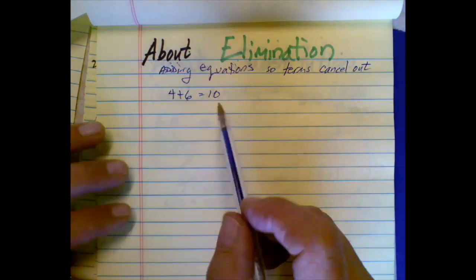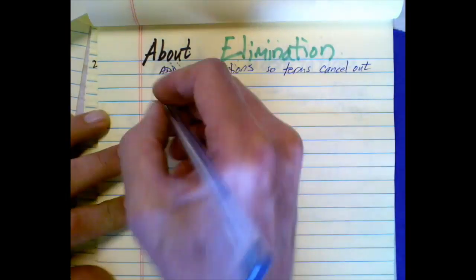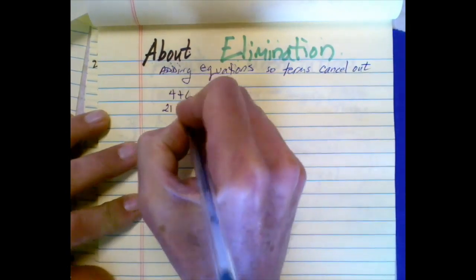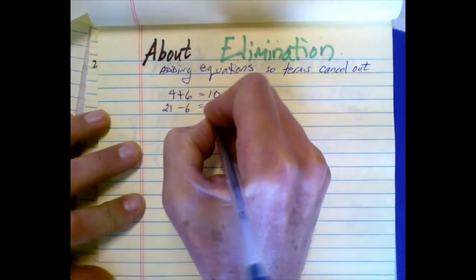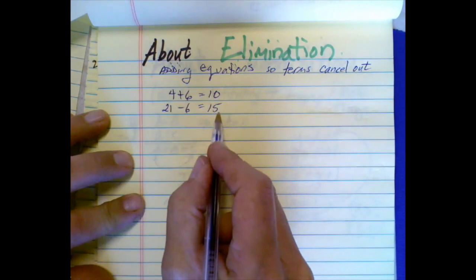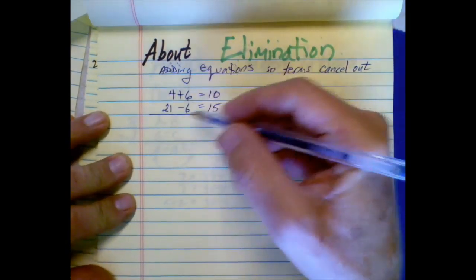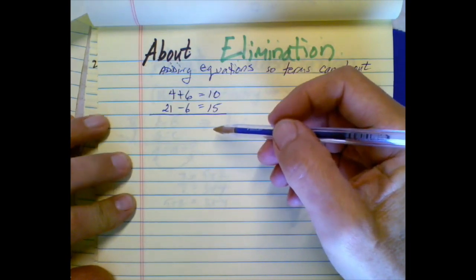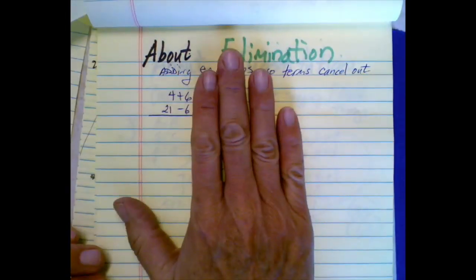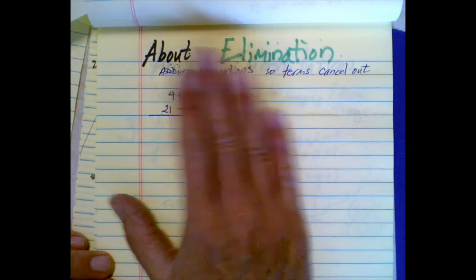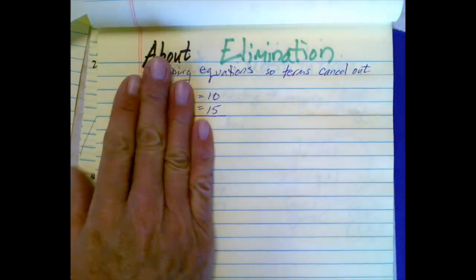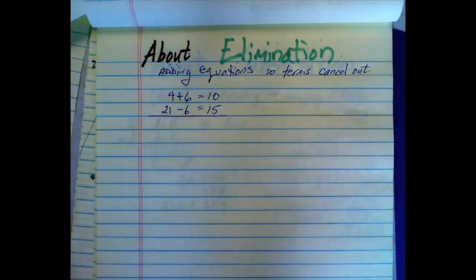Yeah, sure enough, Mr. O. But isn't 21 minus 6 equal to 15, right? Well, let's think about what would happen if we added these two equations together. That means we're going to add all the left side pieces together, and we're going to add all the right side pieces together, just like we do when we're working with equations.